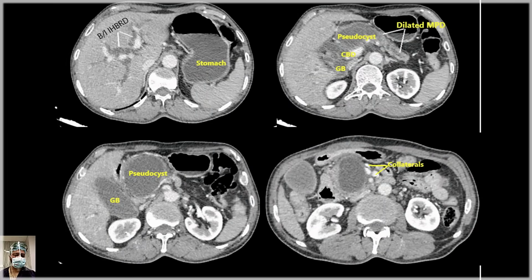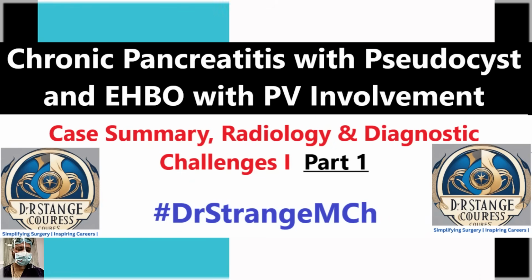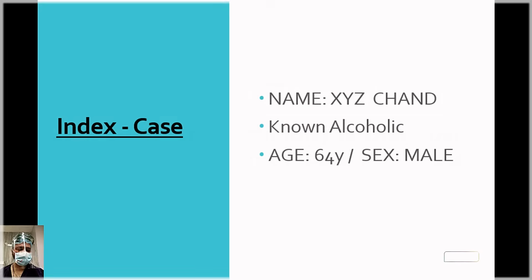We have also discussed briefly the anatomy, the CT finding and the MRCP finding. Coming to the presentation, the index case, this was a 64-year-old male. He was a known chronic alcoholic.